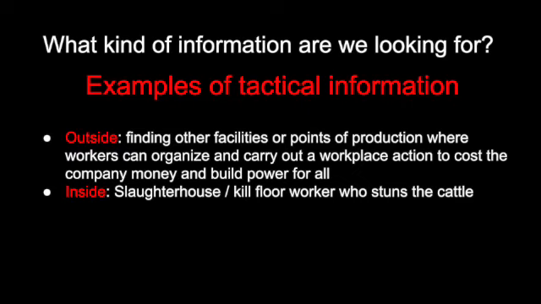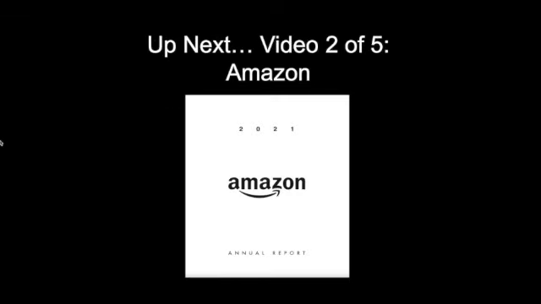Okay, and we are going to do that right away. We're going to start looking for some information and plugging in the keywords from that document I showed you previously into the 10Ks and annual reports. And the first corporation we're going to look at is called Amazon. Some of y'all may have heard of it. That'll be video 2 of 5.